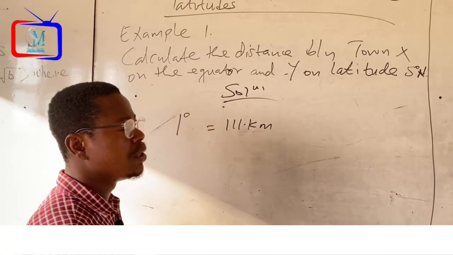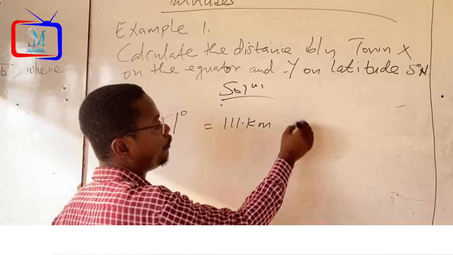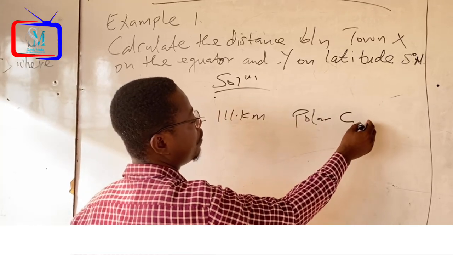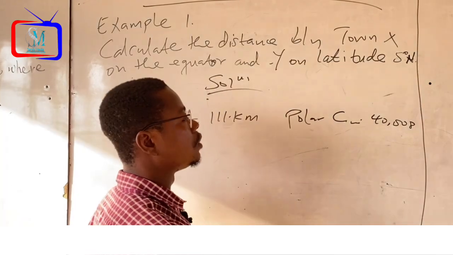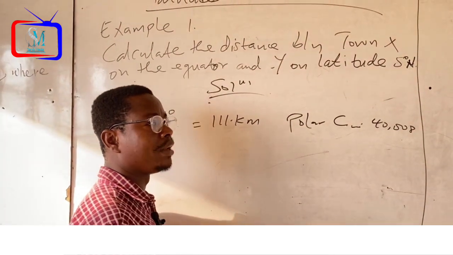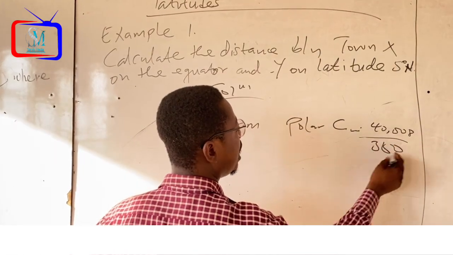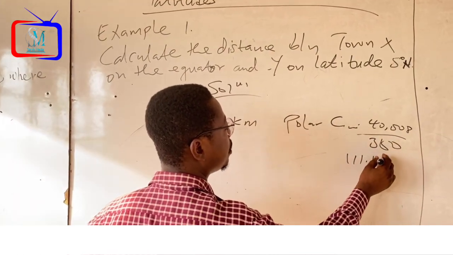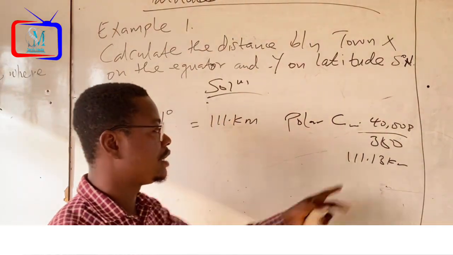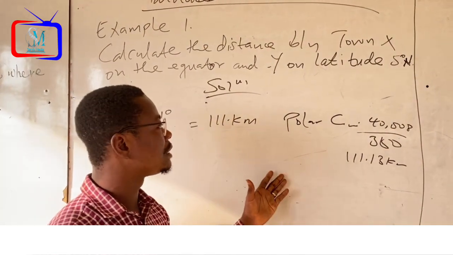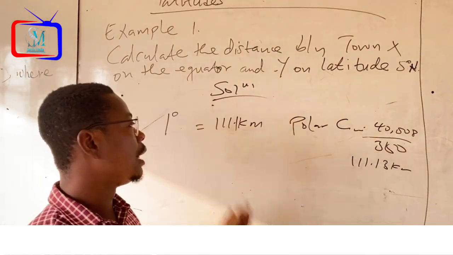Someone will ask, why did they come out with this value? You see, the polar circumference of the Earth is equivalent to 40,008 kilometers. So if you divide it by the total angle of a circle, which is 360 degrees, it's going to give you a value of 111.13 kilometers or so. So normally we prefer using the 1 decimal point value. So in most books you will either see 111.1 or some say 111 kilometers.